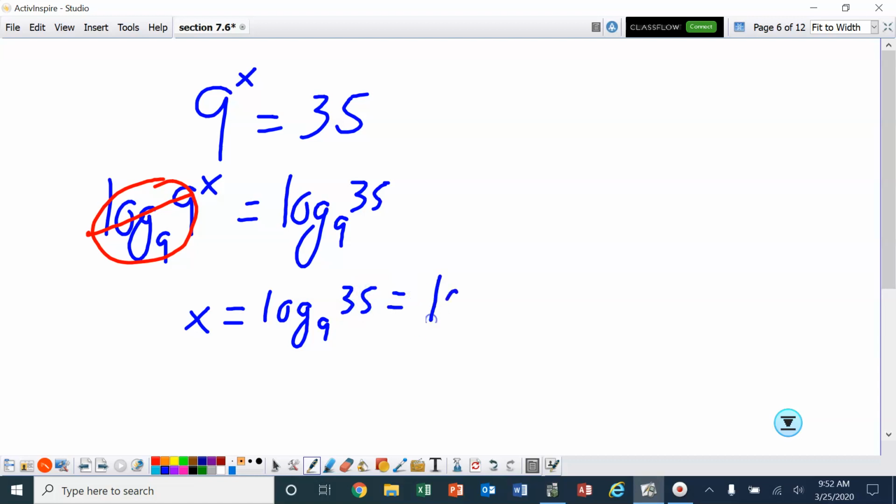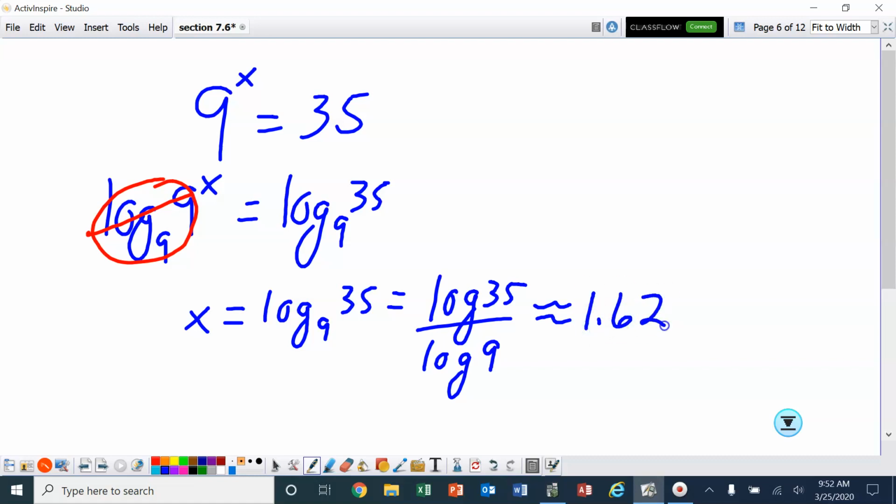Use our change of base formula. Log of 35 divided by log of 9. All right, type that in. I'm not going to take the time to go to the calculator. Pause the video if you need to, practice it. Log of 35 divided by log of 9 is approximately 1.62.